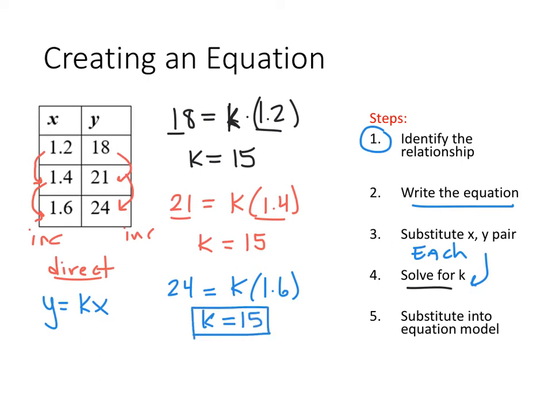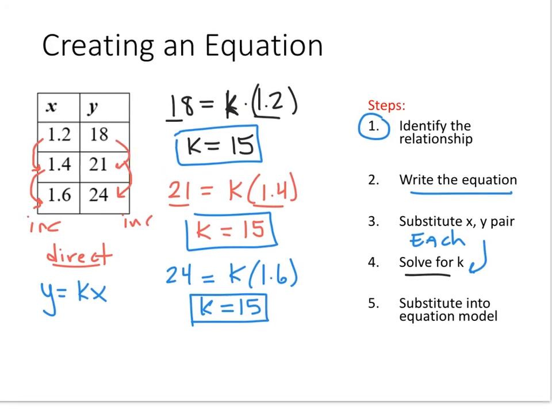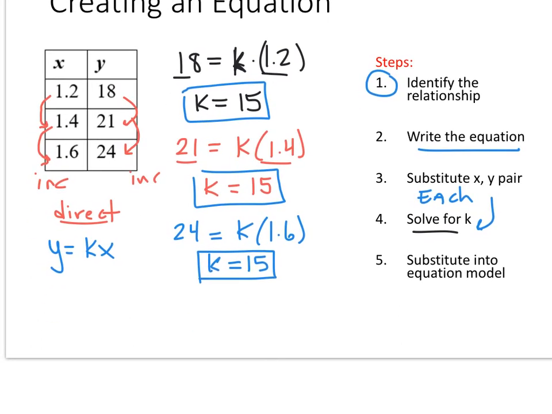And so from what I can tell, this is a constant of variation, and what I've basically done is solve for k. Now that I've solved for k and realized that it's the same every time, this is actually a direct variation. But now what I need to do is substitute into my equation model so that I can represent this for any function that I have.